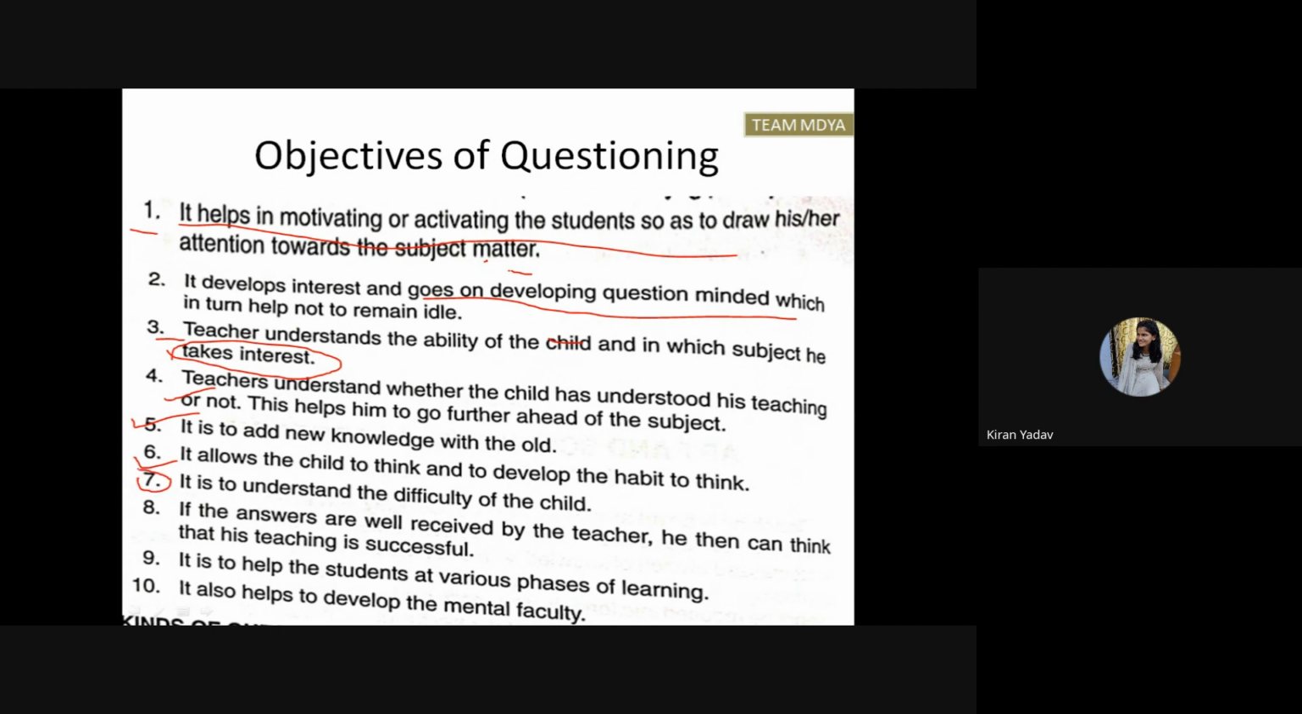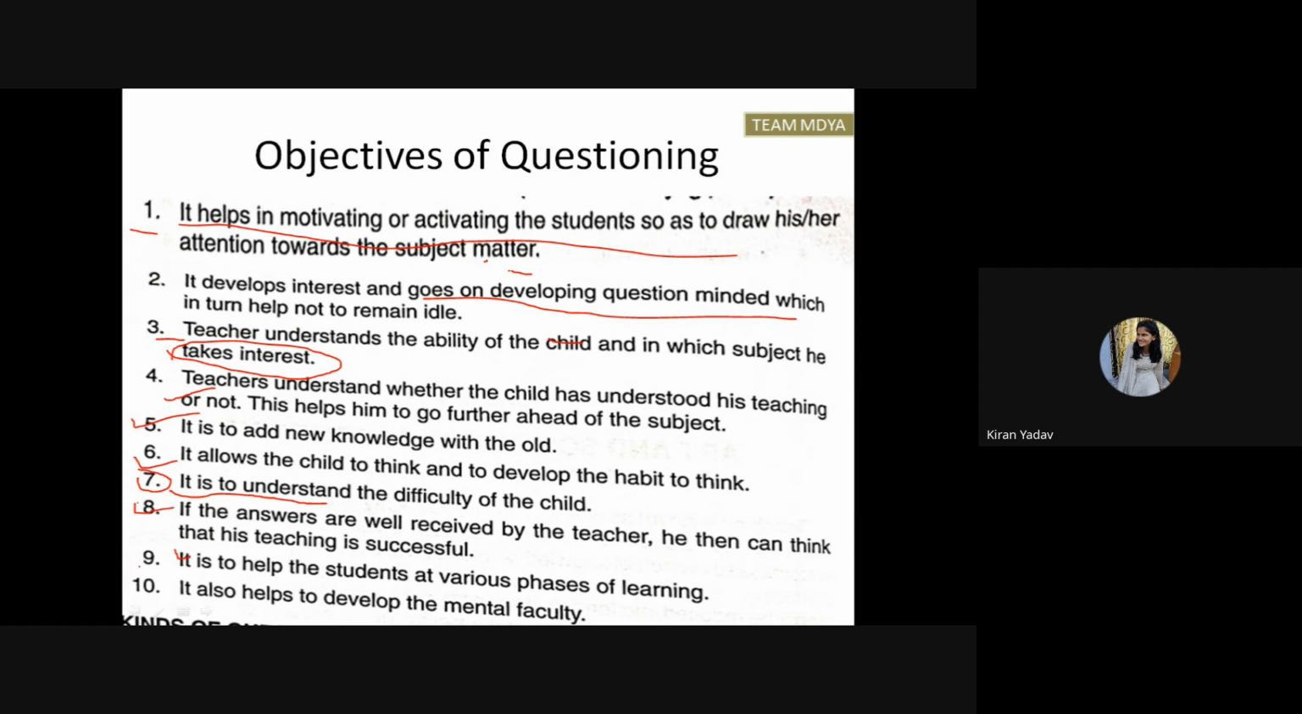So as Shakshi ji told, at the end the teacher also asks questions, and if the teacher finds out that the student is not able to answer something, then the teacher can know that here the child is finding some difficulty, so the teacher can work on that. Next point, if the questions are well answered and well received by the teacher, he can think that his teaching is successful.